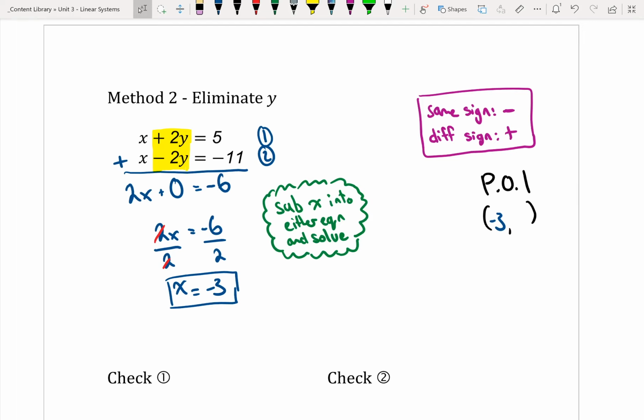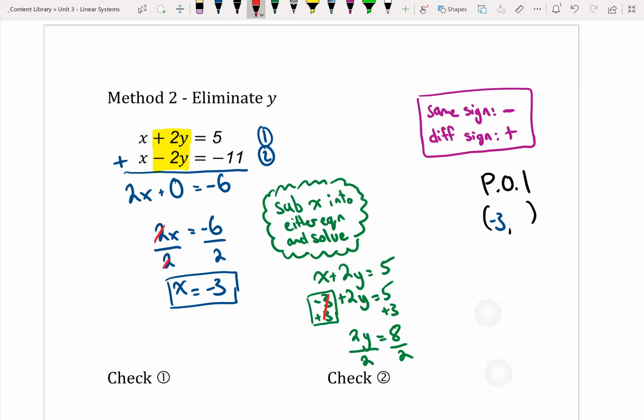So I'm going to use the first one again. x plus 2y equals 5. -3 plus 2y equals 5. All I did was replace the x. To get rid of -3, I have to add 3. Add 3 to both sides. The one side cancels out. 2y equals 8. I can divide by 2 on both sides to cancel it out. One side cancels out, and I'm left with y equals 4.